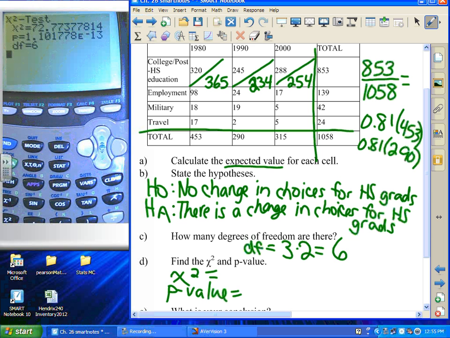So let's go ahead and write down the chi-squared. It's right there: 72.8, with 77. And the p-value is 1.1 times 10 to the negative 13. So that's basically zero. You can just put 0 right here.